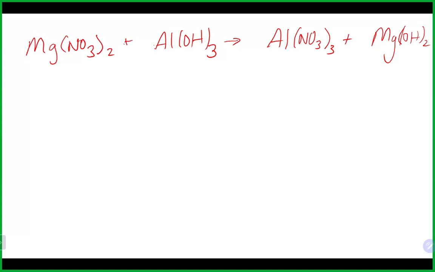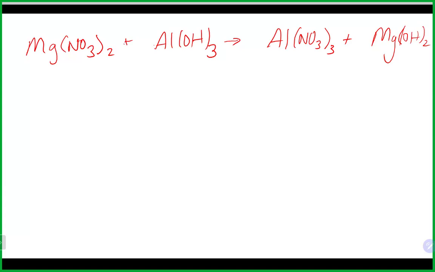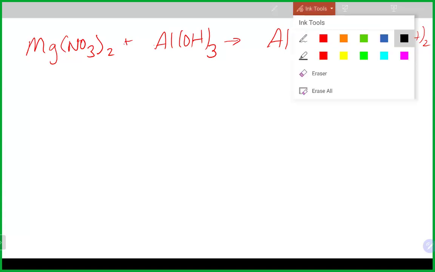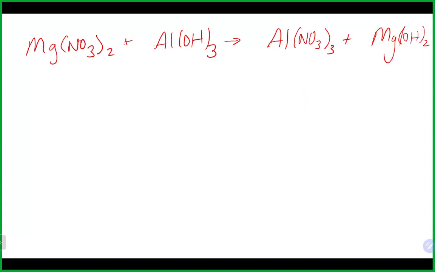So my recommendation is, if you see you got some polyatomic ions sitting there on both sides of the equation, and they look the same in a sense, like that's NO3 and that's NO3, this is OH and that is OH, my recommendation would be to keep them together and actually just balance them as whole units.